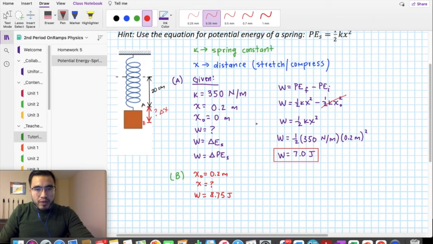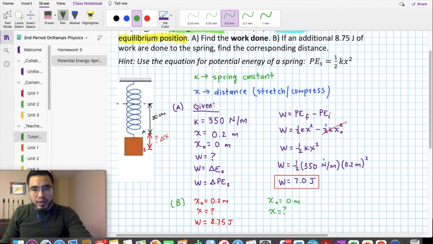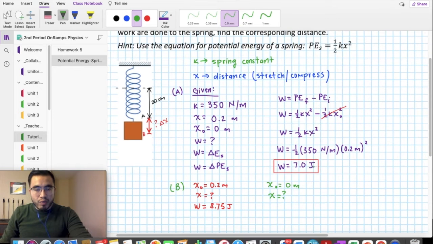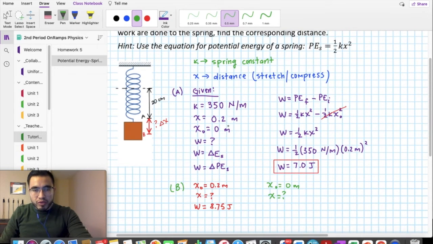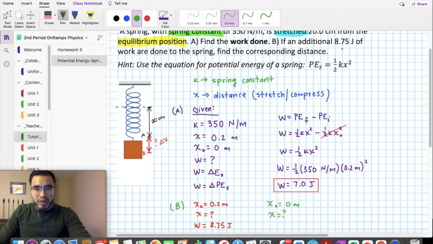If I consider the equilibrium position to be 0, so in this case x naught to be 0 meters, I'm still looking for x final. But in this case, the work done, which is the total change in energy, is not only the 8.75 joules, but the energy required to go from 0 to 0.2, and then from 0.2 to this distance, which is 8.75 joules.